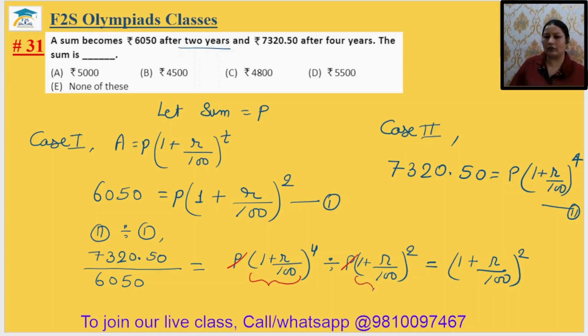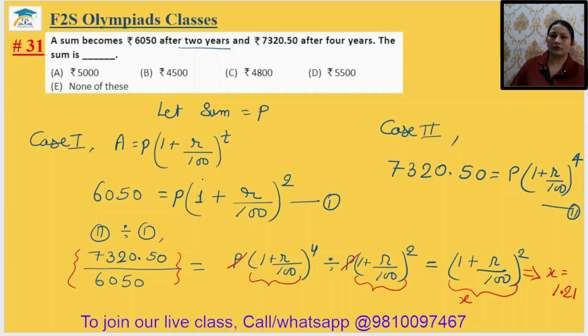It means they have the same base, so the power will be subtracted. In this way, we can write this equal to this part. I'm writing it as X. So this part is X. Okay, so we can write X equal to 7320.50 divided by 6050, so you will get 1.21. X equal to 1.21.